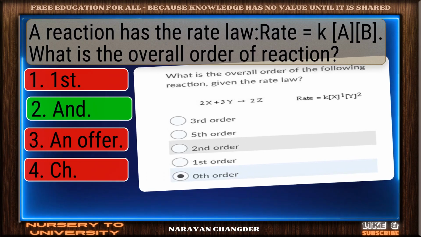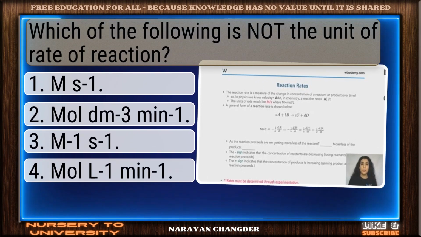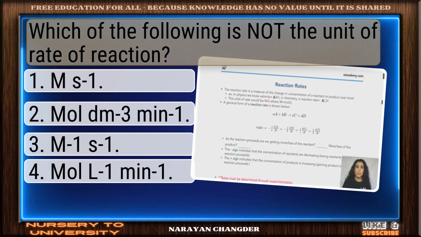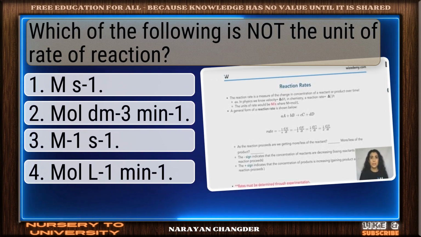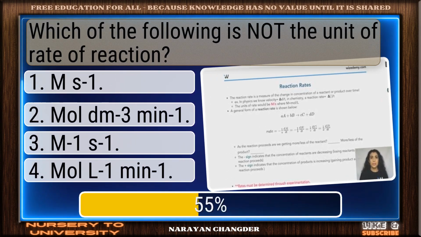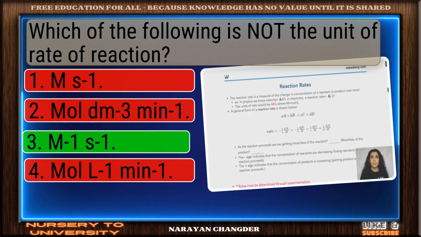On track, second. Which of the following is not the unit of rate of reaction? Option 1, mol/L/s. Option 2, mol dm^-3 min^-1. Option 3, mol L^-1 s^-1. Option 4, mol L^-1 min^-1. Keep it up.